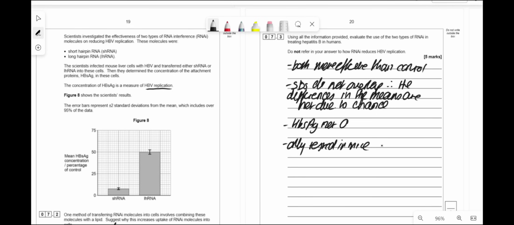As well as that, we don't know any sample size. We don't know how long it's been going on. We don't know any numbers either. LhRNA is better than shRNA as well. So there's a bit of a difference between the two there.